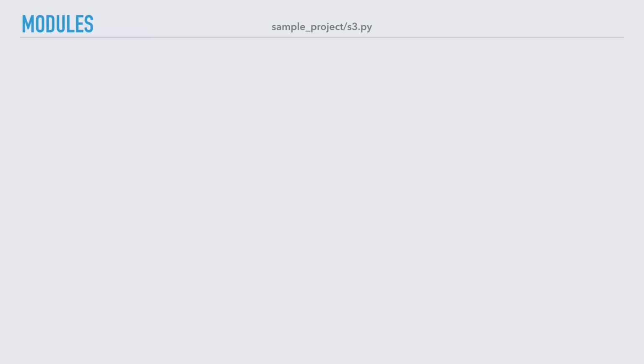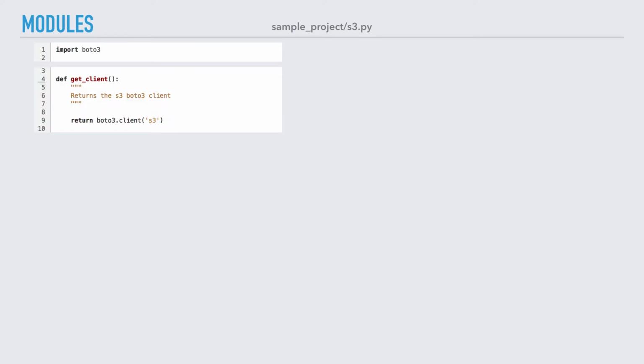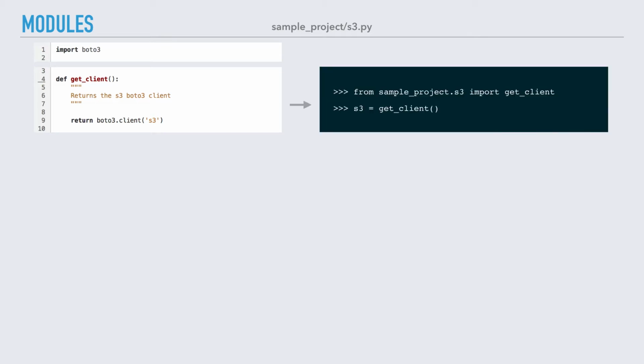Always remember, the more concise your function, the easier it will be to read it, to document it, and to write test cases for it. On the left, I'm going to explain my function, while on the right, I'm going to demonstrate utilizing it within a Python interpreter. The first thing I do in my S3 module is import the boto3 library. I'm going to define a get_client function that does nothing more than return the Boto client for S3. To use it, import the function, then use a variable to hold that return.